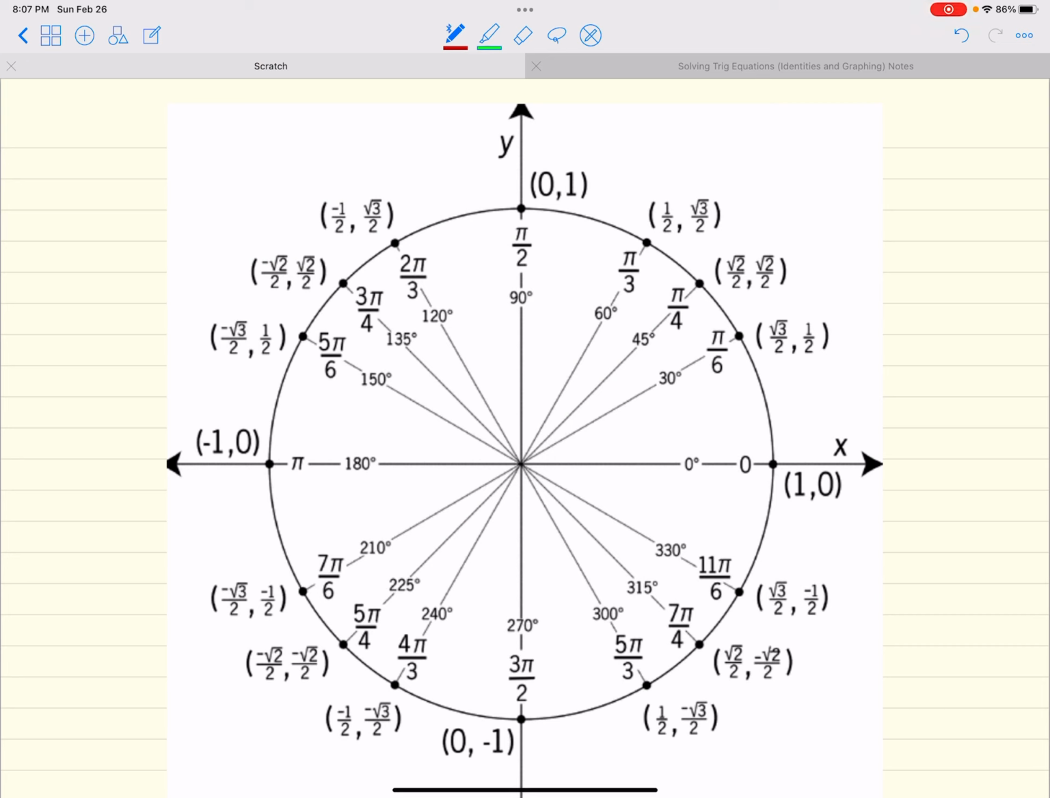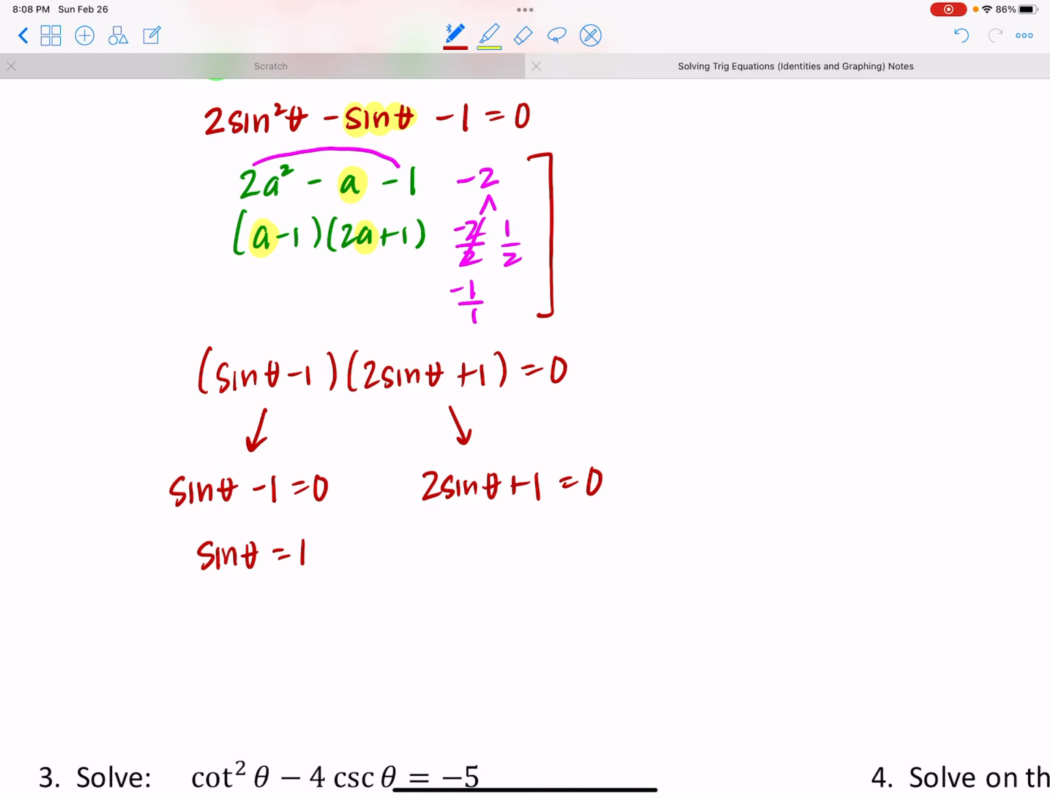Remember, my sine is my y value, so I have a y value of 1 here, and that's going to be the only place. So that's going to be at pi over 2, and every time I lap around a full 2 pi, I'm going to land there again. And so pi over 2 plus 2 pi n is going to be one set of my solutions. So here we're going to say, my pen is on, theta is going to equal pi over 2 plus 2 pi n.